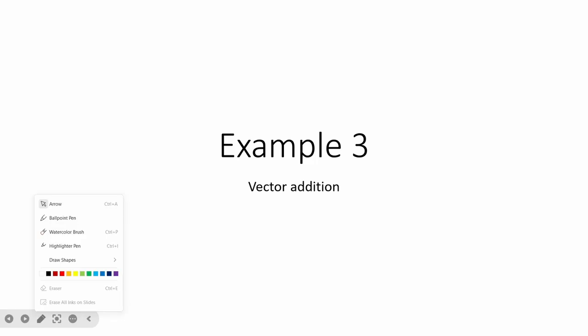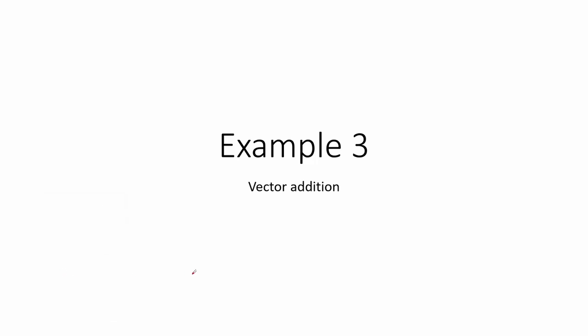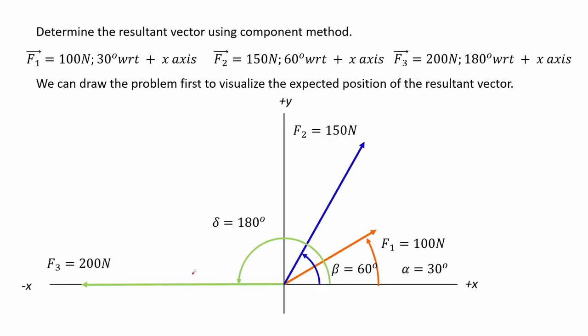In this example we explore more on the use of the component method. Here we have three forces with corresponding magnitude and direction. We are asked to determine the resultant vector using the component method, which is a mathematical method. First we draw the problem to visualize it, as shown here in the figure.